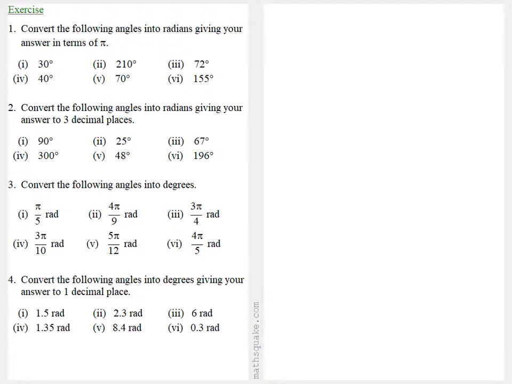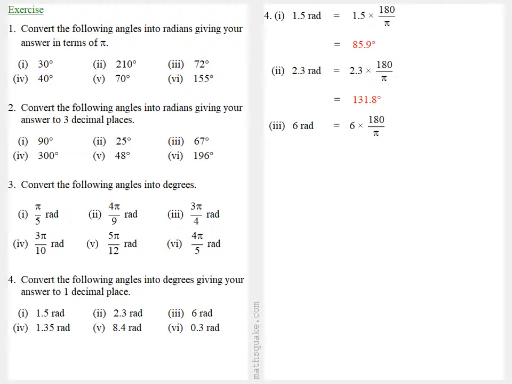In part 4, we're asked to convert the following angles into degrees, giving the answer to 1 decimal place. Now in this case, none of the angles contains the letter pi. So to convert, we need to multiply by 180 over pi. So 1.5 radians becomes 1.5 times 180 over pi, which is 85.9 degrees. 2.3 radians becomes 2.3 times 180 over pi, or 131.8 degrees.